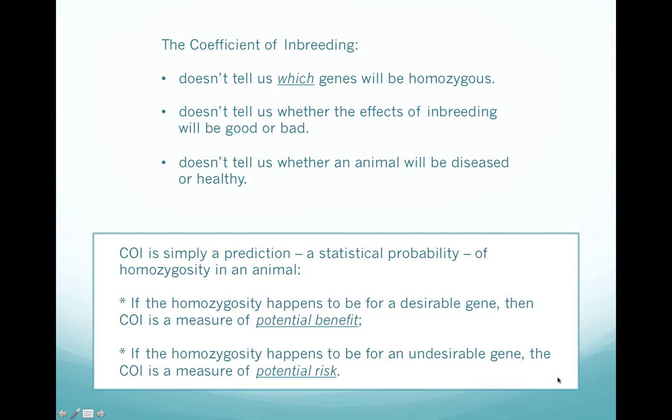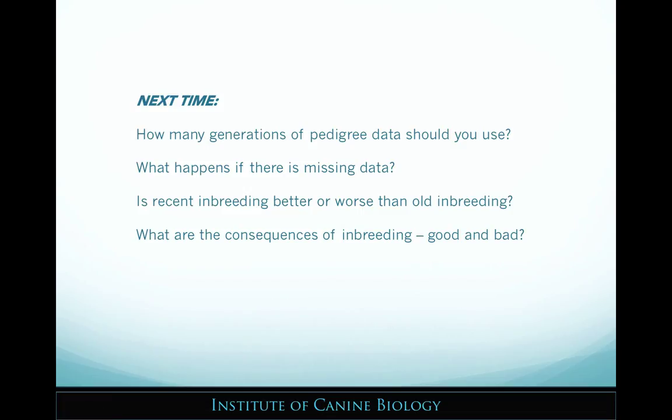So here are some things we're going to talk about next time. First of all, how many generations of pedigree data do you really need to use when you do these calculations? Second of all, what happens if there's missing data, which quite frequently is the case? What about where the inbreeding occurs in a pedigree? Is recent inbreeding better or worse than old inbreeding? And finally, we'll talk a little bit more about the consequences of inbreeding, both good and bad.